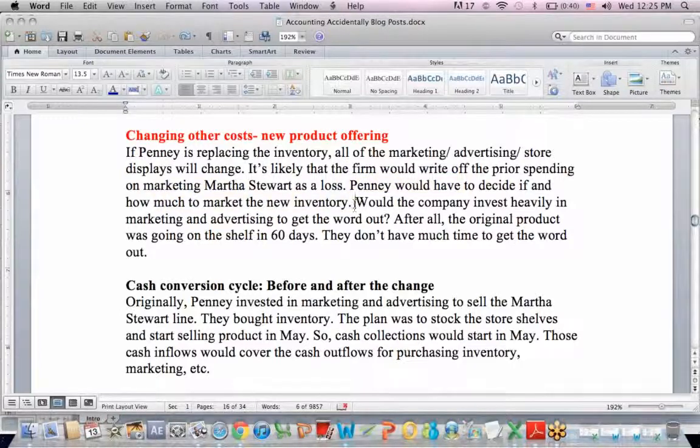How do you get the word out? Is it important to get the word out? Because bear in mind, you were going to start selling the Martha Stewart inventory in 60 days. That's not a lot of time to get the word out. So do you invest heavily in marketing and advertising? And if so, where do you get that cash?